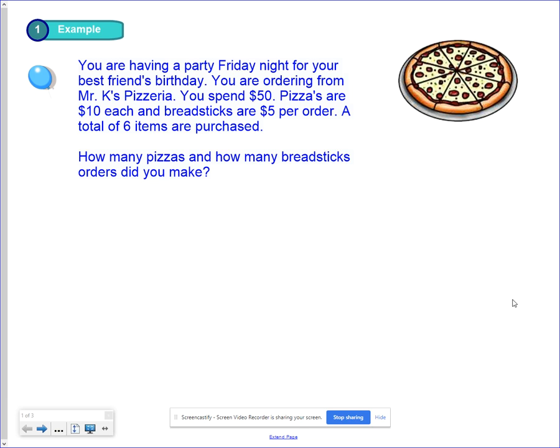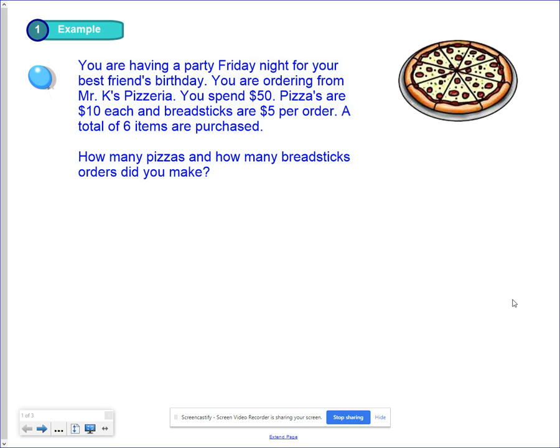Today we're going to be solving story problems using systems of equations. Your first step is to read the problem and then define your variables, write a system of equations, and then solve it. So let's look at example 1.